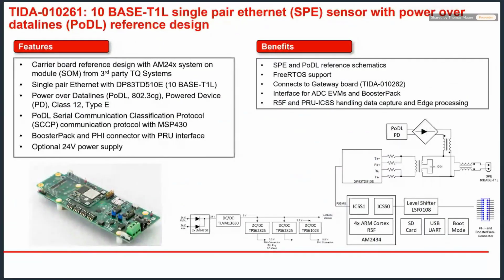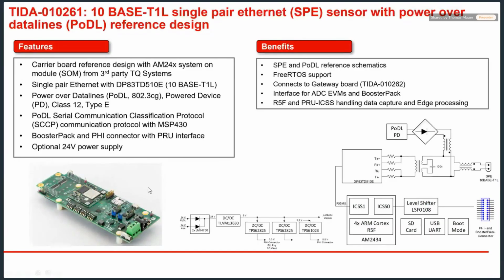And on the TI web, you can find basically more information like schematics and the layout and the user guide of this board. So this board is using an AM24 processor. In this case, we are using a system on module from a third party from TQ System. In principle, we just use this method because we only need to produce the base board, which is the sensor board, and then we just solder on this SOM module.